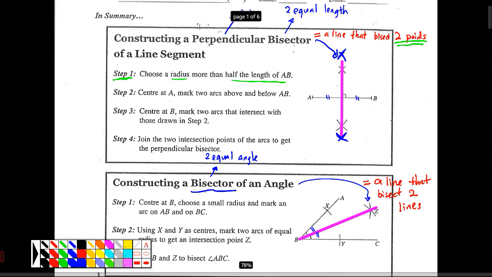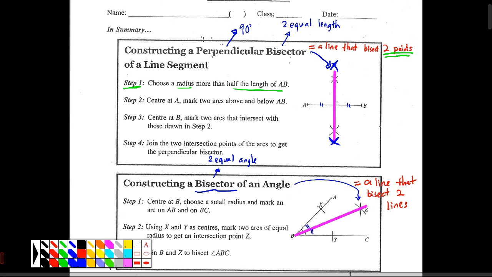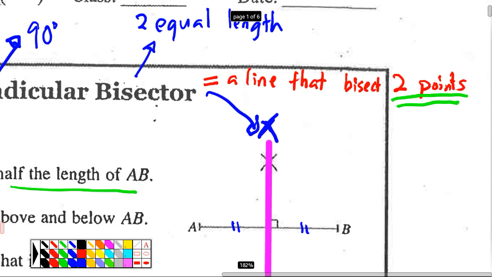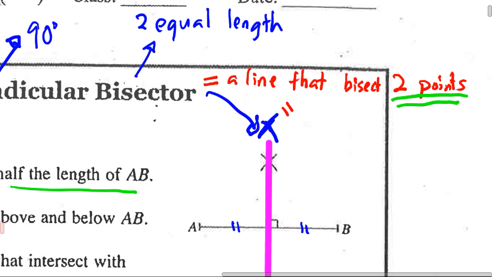Okay, I zoom out and I want you to compare this and this. What's the difference? This one bisects two points. This one bisects two lines. Now, bisect means equal length. So I suddenly thought of an exam word that is useful to you. Can you put another equal? Sometimes they don't use the word bisect, because it's very low class. A more atas word is this word.